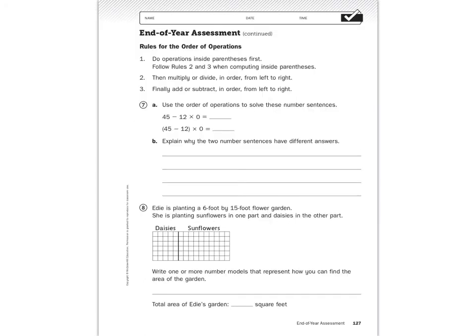Here we go. All right, for the first section today, you're going to want to be on page 127 at the bottom. It starts with these rules for the order of operations. So if you've forgotten those, this is great because it reminds you of the rules. Remember, we do everything that's inside the parentheses first. And if there's more than one thing going on inside the parentheses, we always follow these rules 2 and 3 when we're working in there.